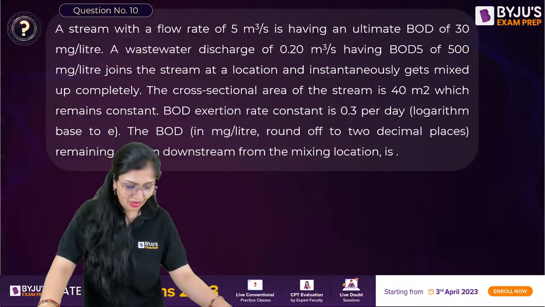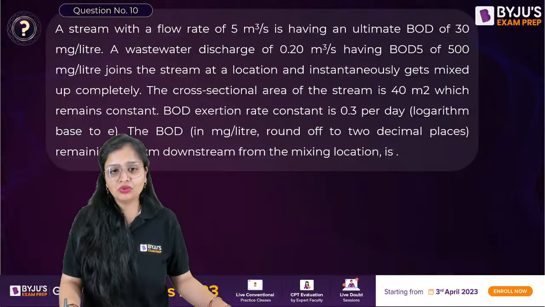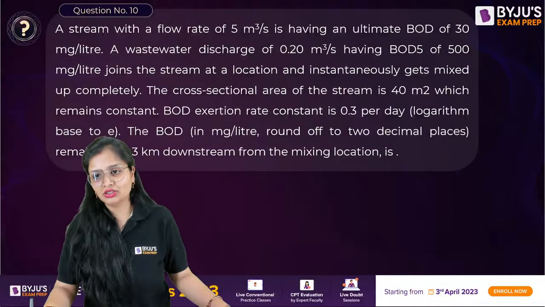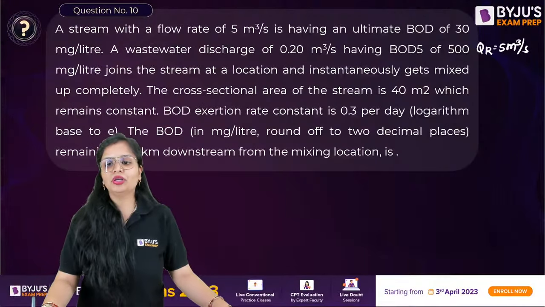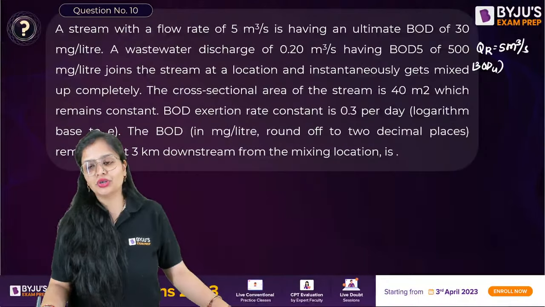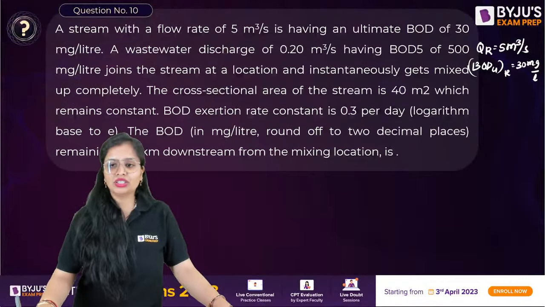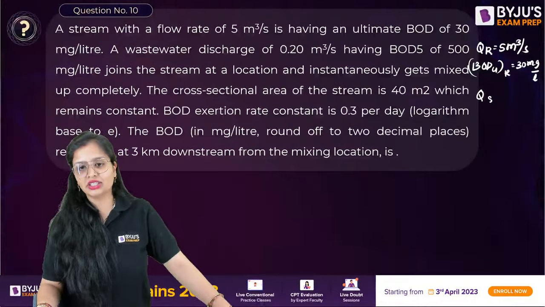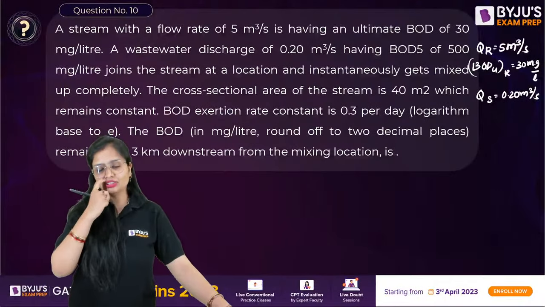You don't. So now, last two questions which are there. A stream with a flow rate of 5 meter cube per second. So discharge of river is given to you as 5 meter cube per second. And BOD ultimate of river is given to you as 30 mg per liter. Now the wastewater discharge is given to you, that is discharge of sewage is 0.20 meter cube per second. 5 days BOD is given.